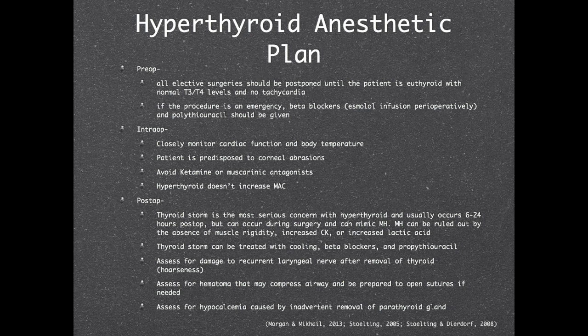To accomplish Objective 3, we're going to talk about the anesthetic plan and how it relates to hyperthyroid as well as hypothyroid, starting with hyperthyroid and pre-op. All elective surgery should be postponed until the patient is euthyroid with normal T3 and T4 levels and no tachycardia. If the procedure is an emergency, beta blockers, such as esmolol infusion, and propylthiouracil should be given.